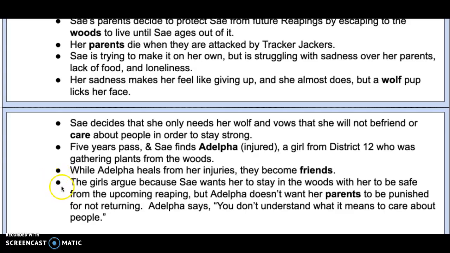And the last rising action event before the climax is the girls argue because Say wants her to stay in the woods with her to be safe from the upcoming reaping, but Adelpha doesn't want her parents to be punished for not returning. Adelpha says, "You don't understand what it means to care about people." And that is the last rising action before the climax.